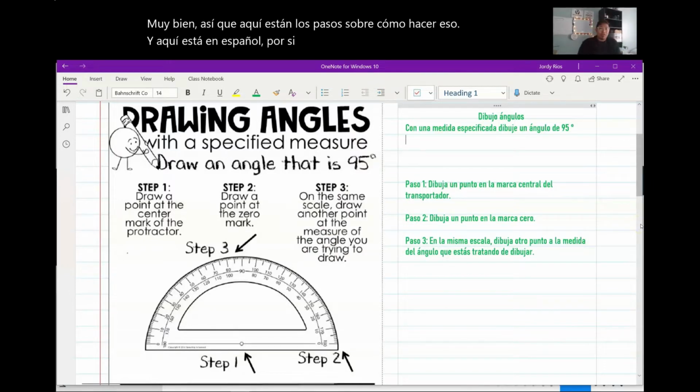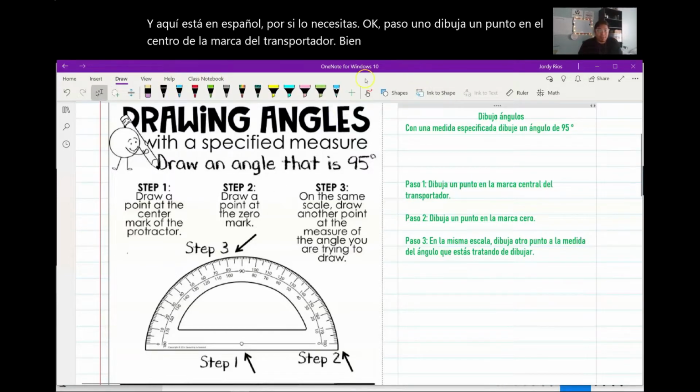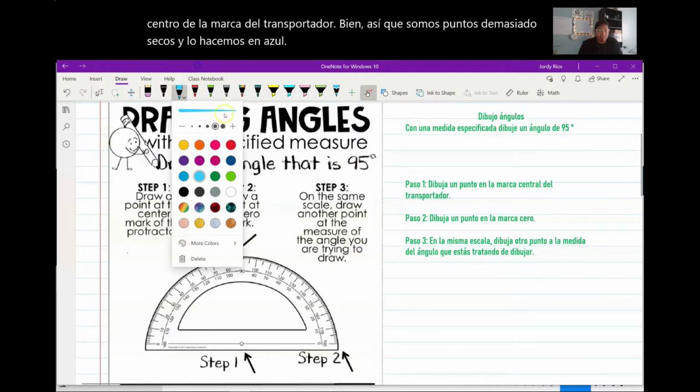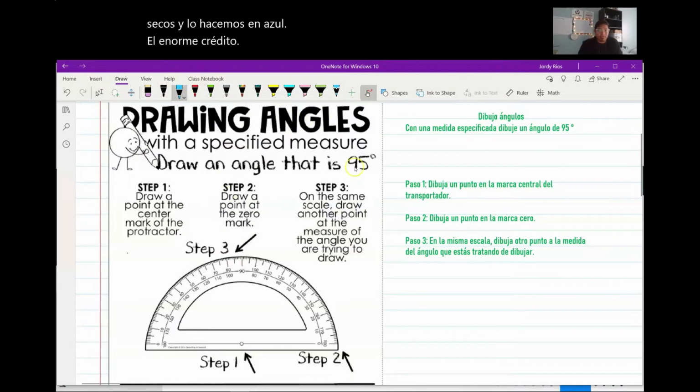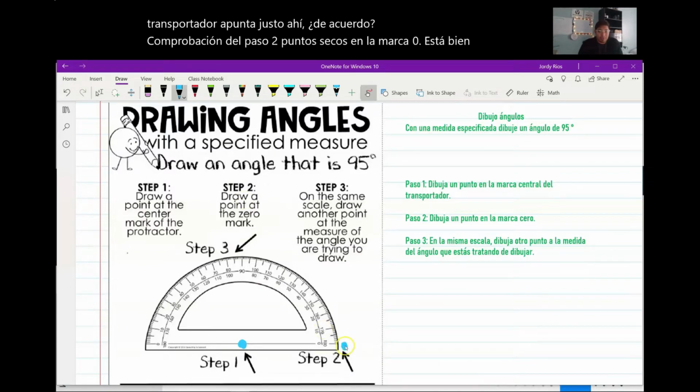Step 1, draw a point at the center of the mark of the protractor. So we are to draw a point, and do it in blue. Do it huge, right there. Step 1, draw a point at the center of the mark of the protractor. Point right there. Step 2, draw a point at the 0 mark. So draw that right there.